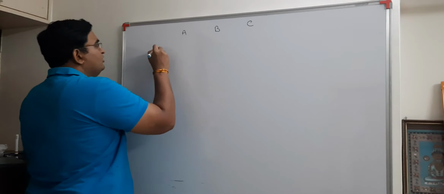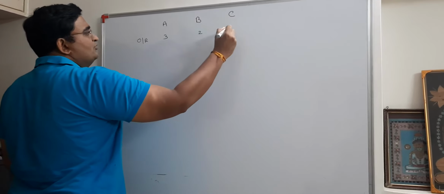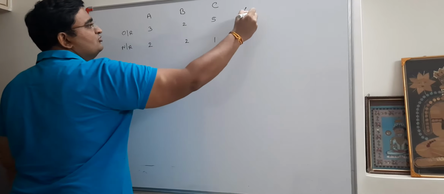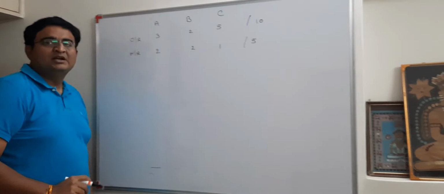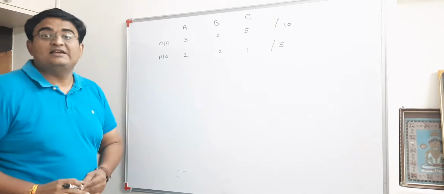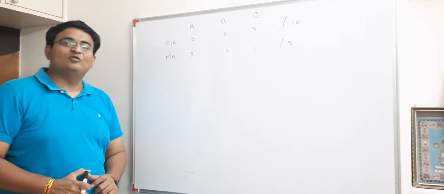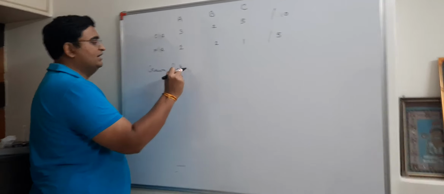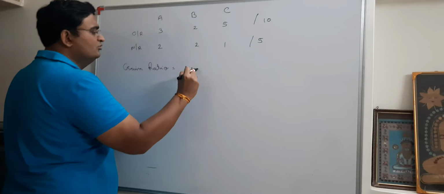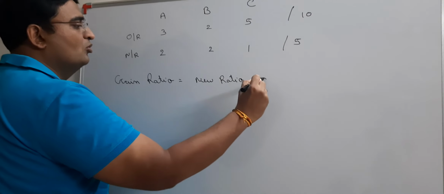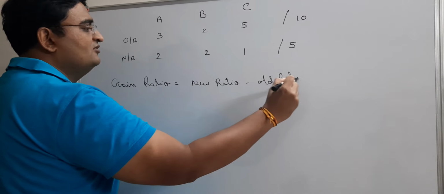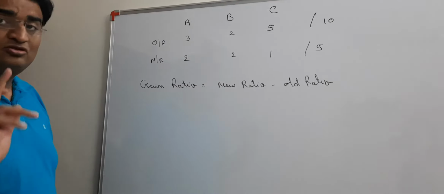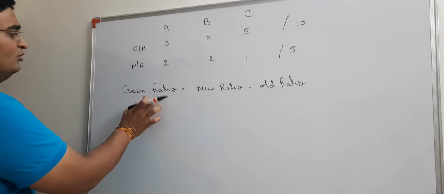Now moving on to the further part. Let us take the example, old ratio of ABC is 3:2:5 and new ratio is 2:2:1. Total comes to 10, total comes to 5. Till now we have discussed sacrifice ratio. Now we are discussing gain ratio, the opposite of sacrifice ratio, another heading. Gain ratio is new ratio minus old ratio. What was the formula of sacrifice ratio? Old minus new. What is the formula of gain? That is new minus old. So students, please make it clear what you want to find.